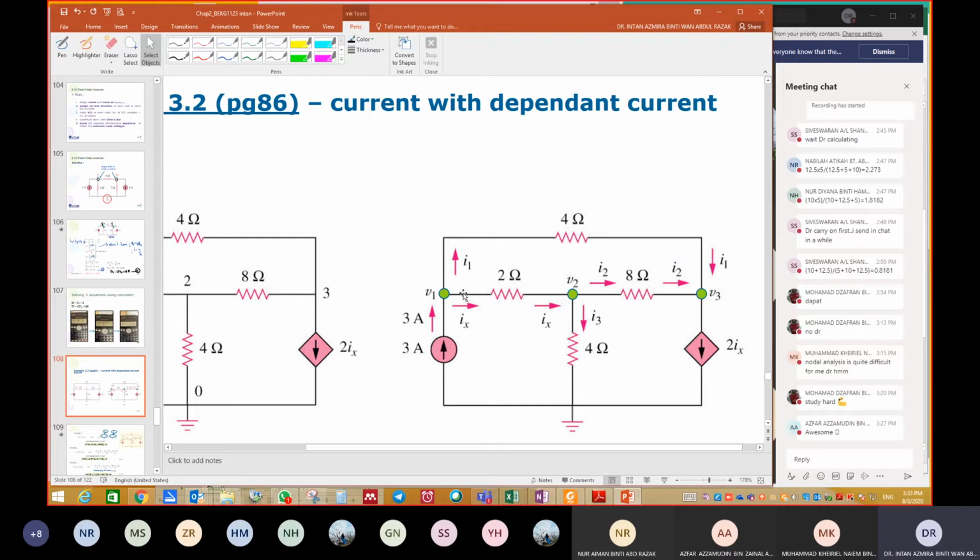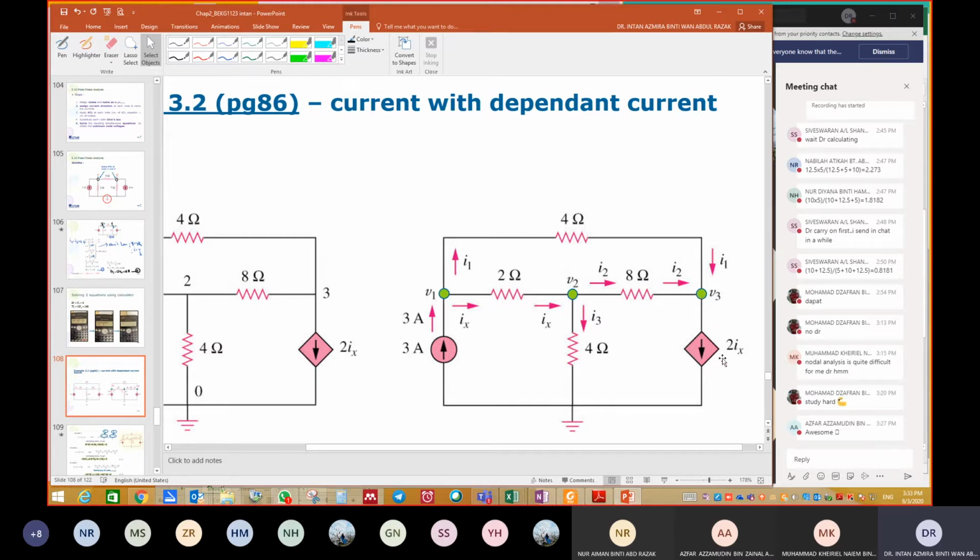And then settle V1. How about V2? IX must enter this node. And then this current, make it go to the reference node or ground. Let's say I name it as I3. How about this one? Up to you. You may leave the node or enter the node, but please be consistent. Let's say this current leaves the node, so it must flow through the 8 ohm and enter this V3.